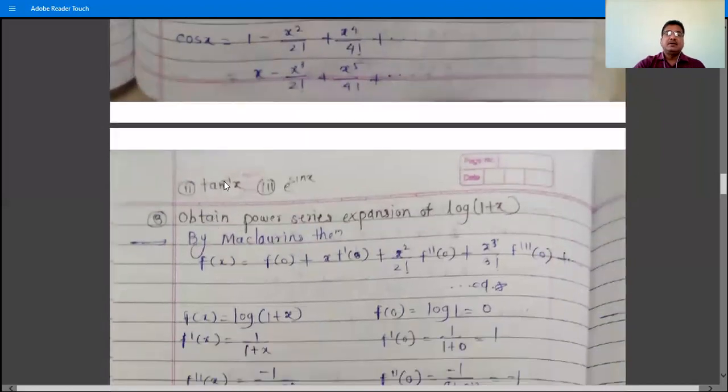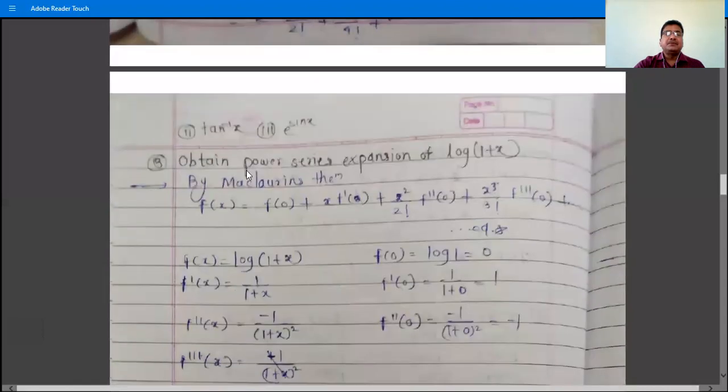Okay, tan inverse x, e raised to sin x. So the third one is: obtain the power series expansion of log(1 plus x). By Maclaurin's theorem, f(x) is f(0) plus x f dash 0 plus x square by 2 factorial f double dash 0 plus x cube by 3 factorial f triple dash 0, and so on. This is equation number star.